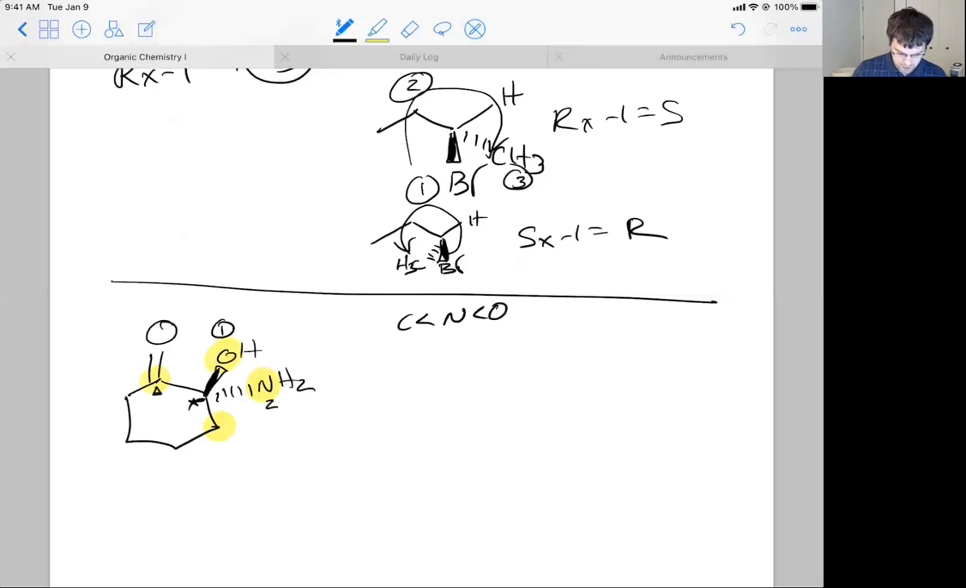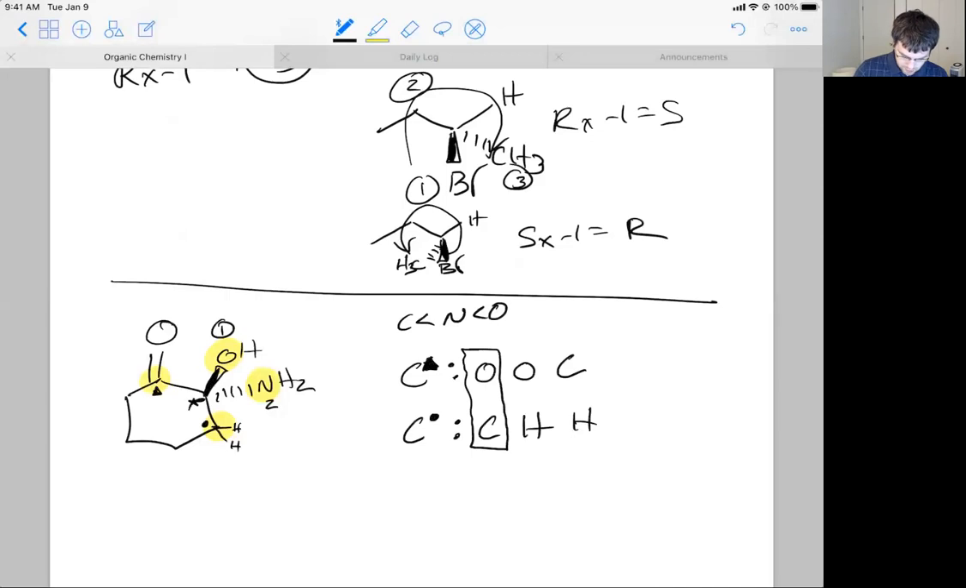I'm going to label one a triangle in this case and another one a dot. So C triangle has attached to it an O, a second O because there's a double bond to the O, and then a C. Whereas C dot has attached to it a carbon, a hydrogen, and a hydrogen. Okay, so we can tell right away the higher priority goes to triangle. So we have 1, we have 2, we have 3, and we have 4.